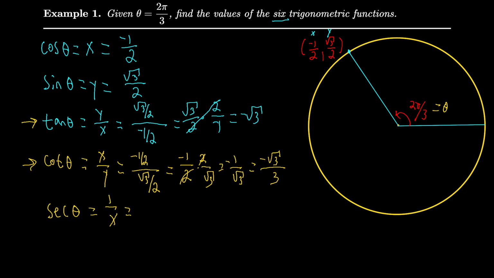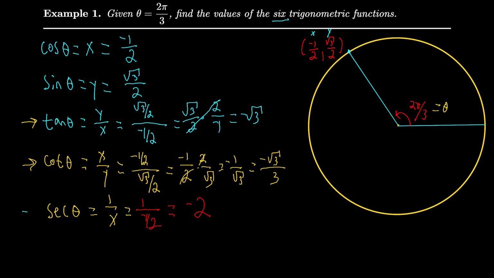So we just do 1 over x. And let me put it in a nice red here. 1 over x. So it'll be 1 over, and then x was negative 1/2. I'm just getting it straight off the unit circle. So 1 over negative 1/2 is negative 2. So the secant of theta in this case is negative 2. Let me go back to a blue here so that it doesn't blend in.